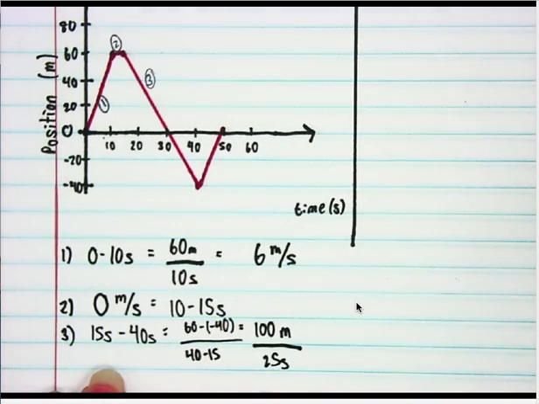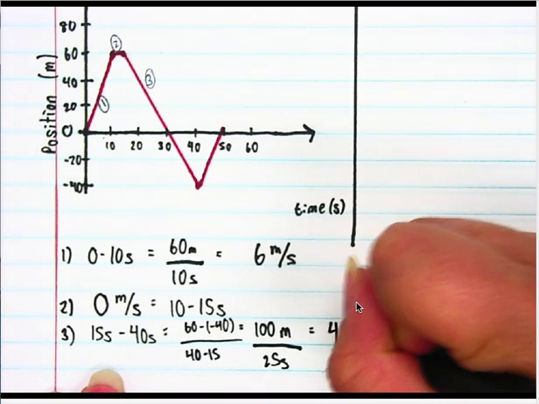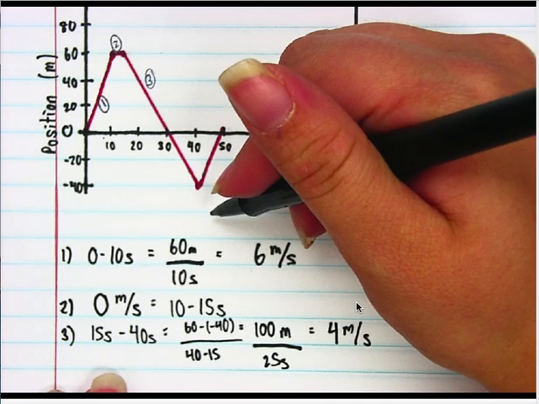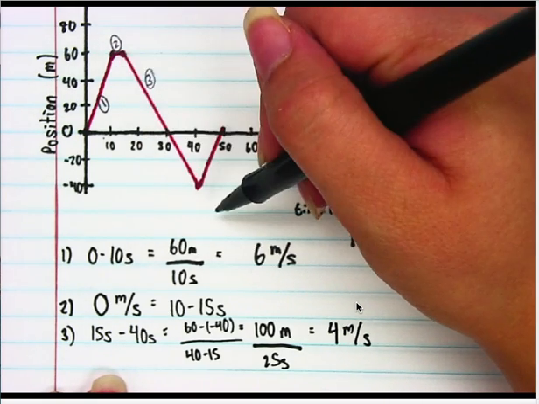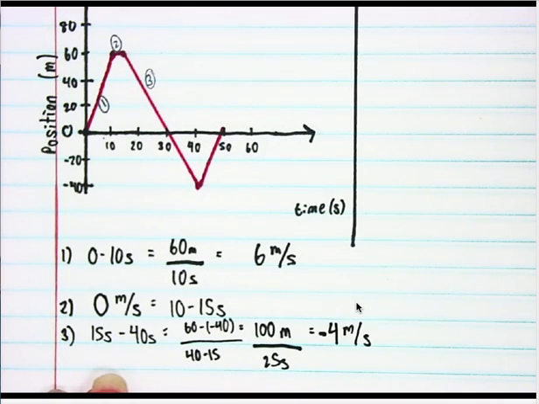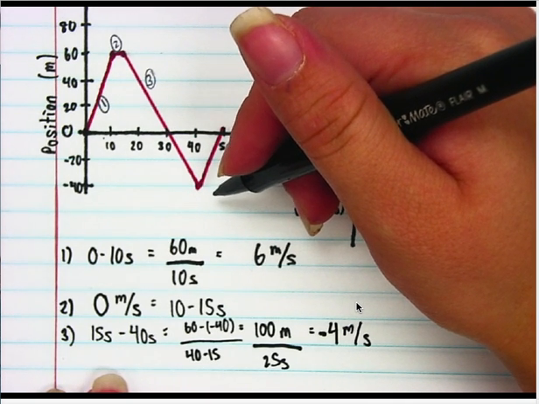25 seconds. So 100 divided by 25 is 4 meters per second. But it went down during that time. It's going backwards. It's going the opposite direction. So that's going to be negative 4 meters per second because its slope is now negative.